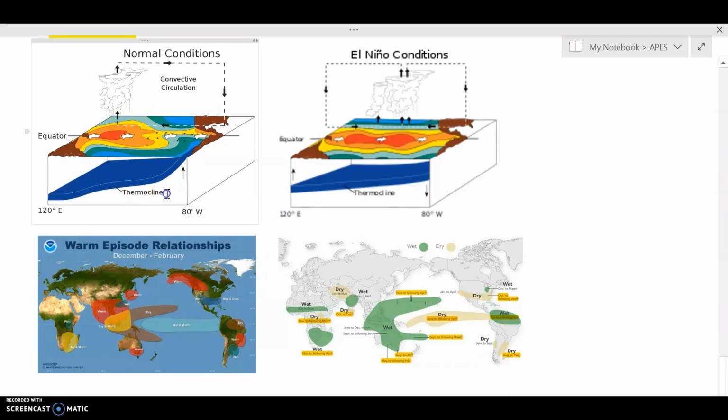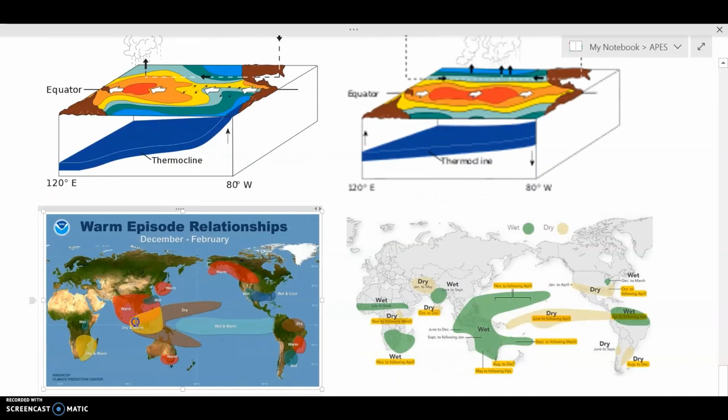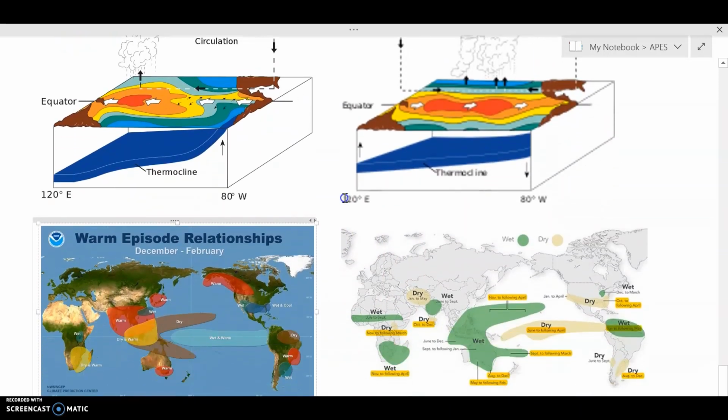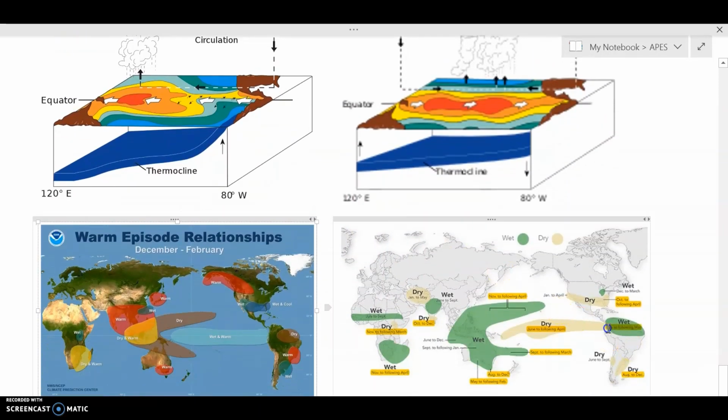Traditionally, all that warm air and warm water is heading this way, towards the Australia area. But in El Nino, everything's just swapped pretty much. And La Nina is the same thing as normal conditions, just more enhanced. So you're going to have really wet, really humid conditions in this area, and drier, less humid conditions in this area.